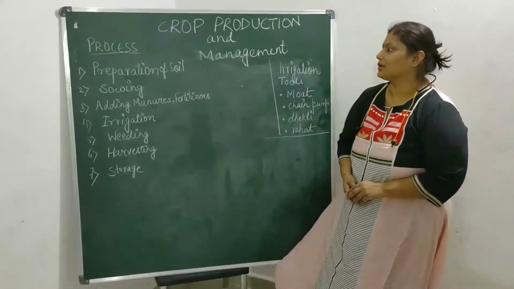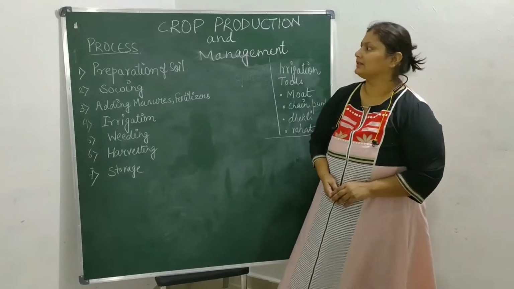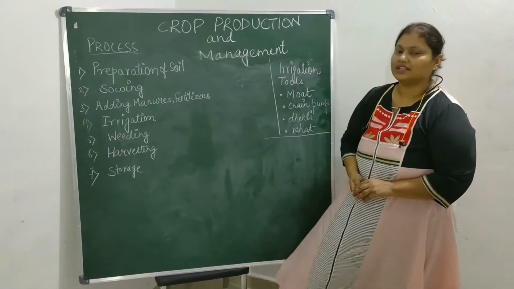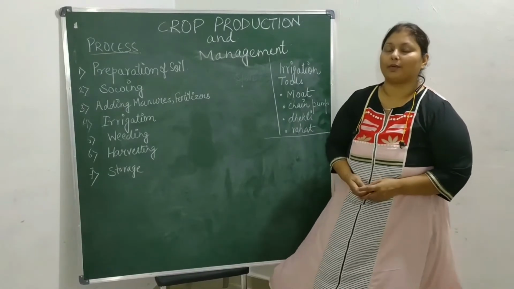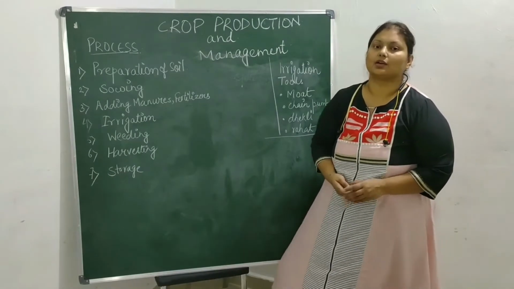Welcome back. So today we are going to learn chapter number 1 of standard 8, that is crop production and management. In this chapter we earlier discussed the introduction, that what is the crop, what is the agriculture, and how we do management of these crops.